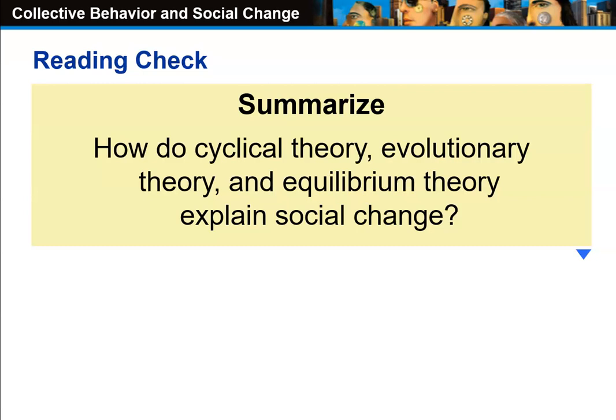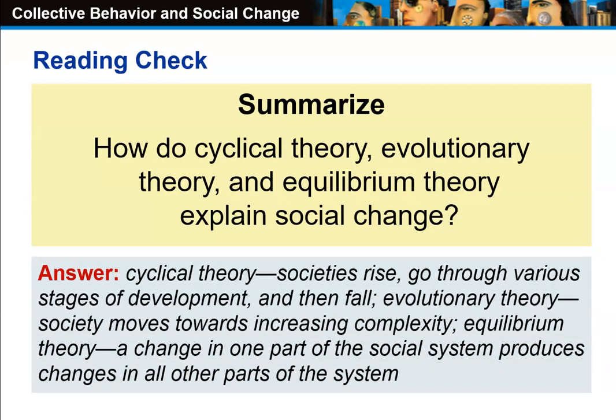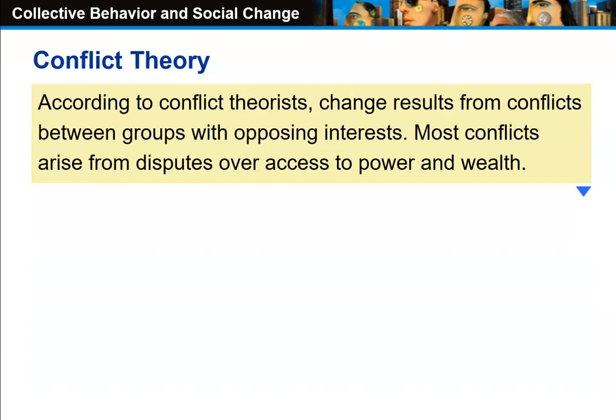So how do cyclical, evolutionary, and equilibrium theory explain social change? Cyclical theory: societies rise and grow through various stages of development, and then they fall. Evolutionary theory: society moves towards increasing complexity. Equilibrium theory: a change in one part of the social system produces change in all other parts of the social system. So this is oftentimes how we define change.